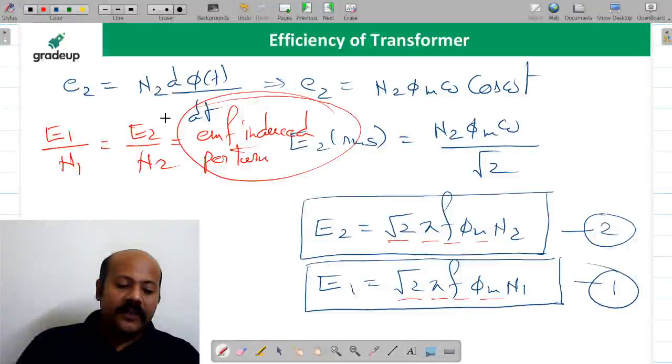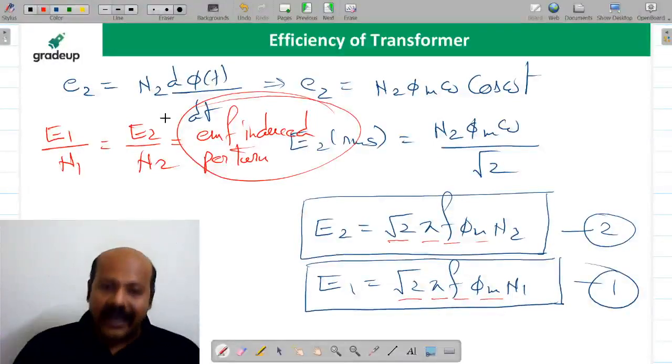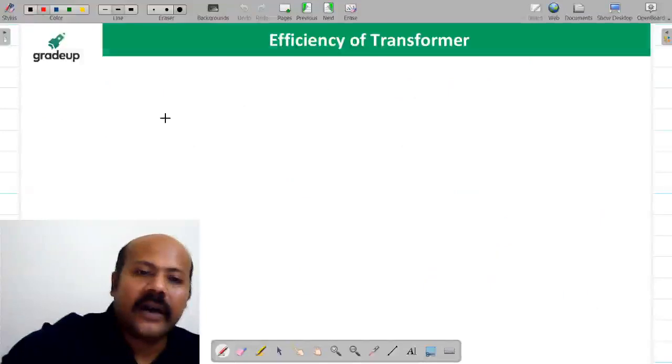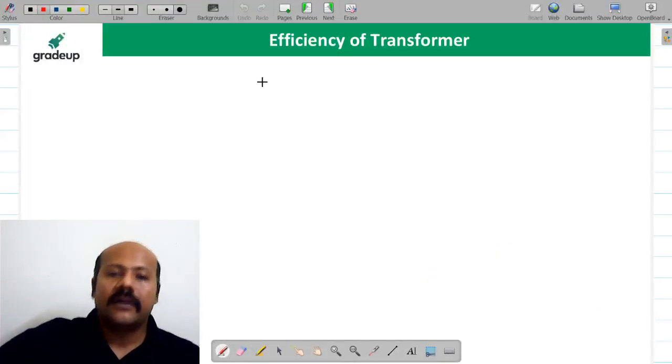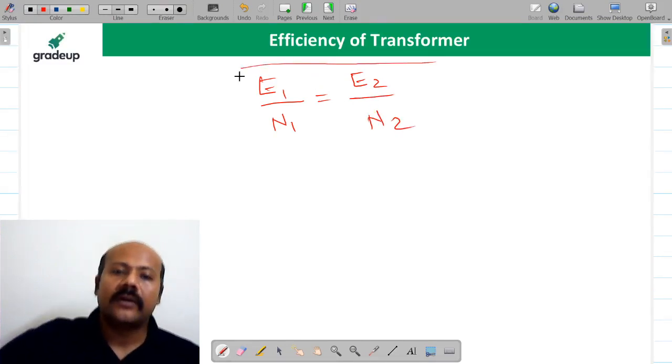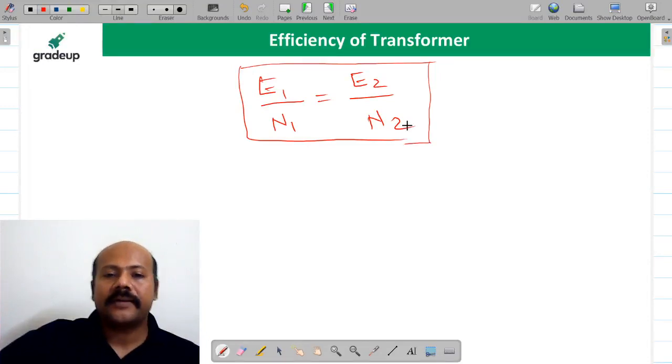Ramanan is asking, sir, E is proportional to N. So, beta, what is the problem? Yes, you can say like that, beta. You can say like that. Just wait. You all are very good students. Just have little patience. So, from here, beta, you can write that E1 upon N1 is equal to E2 upon N2. Yes or no?